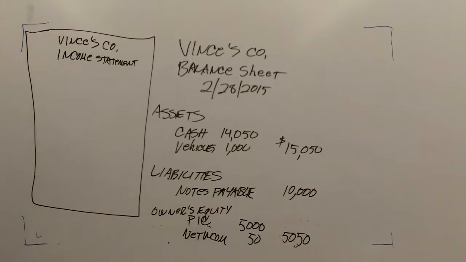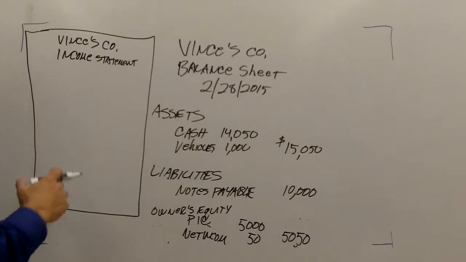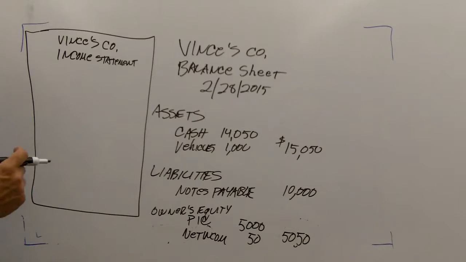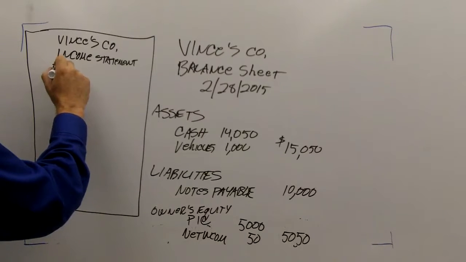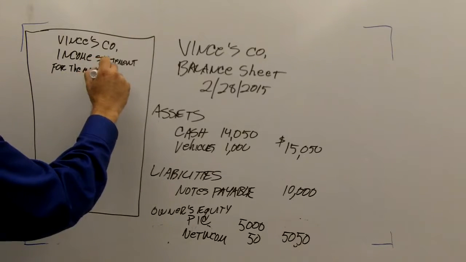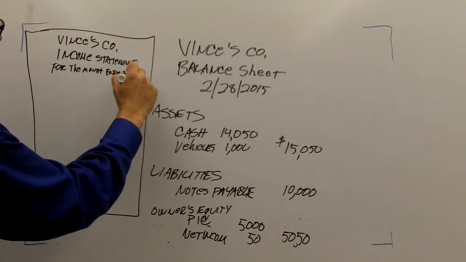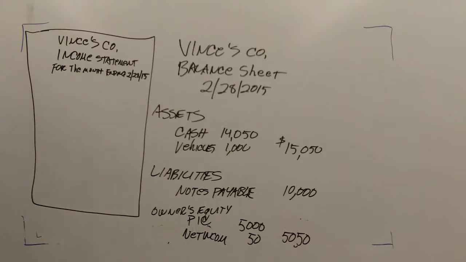The balance sheet is as of a particular, specific date. The income statement is for a period of time. I made the income and paid the utility expense during February, so this is going to be for the month ending 2/28/2015. It's for a period of time.